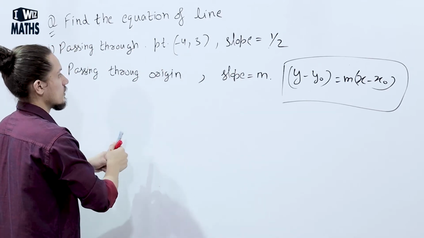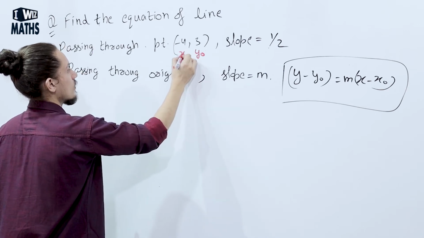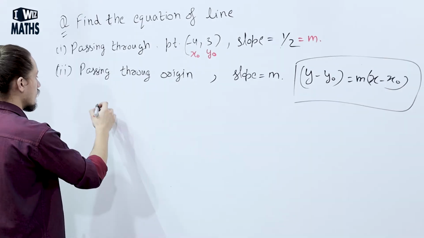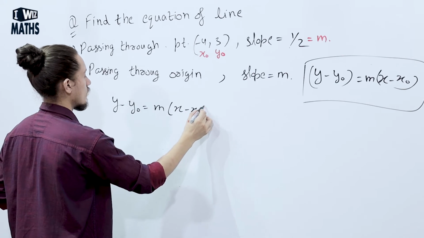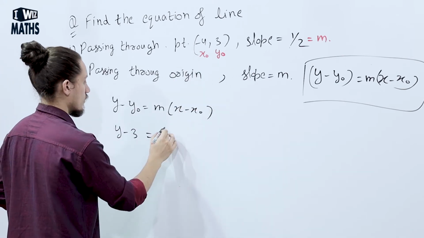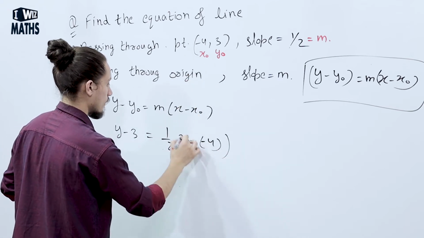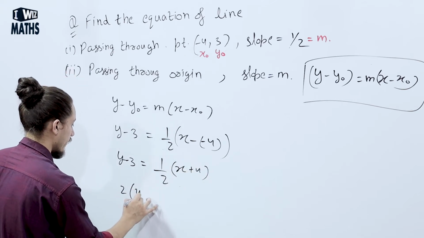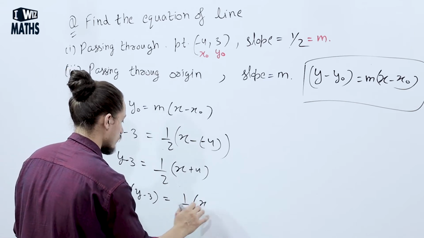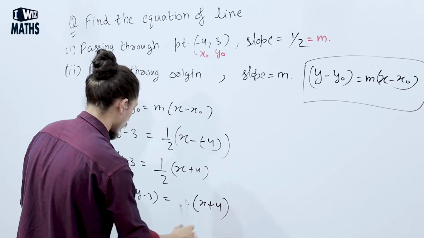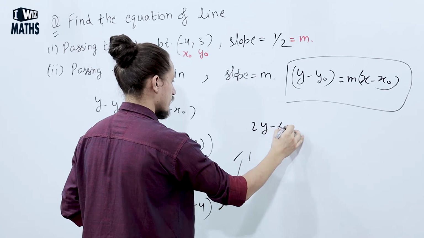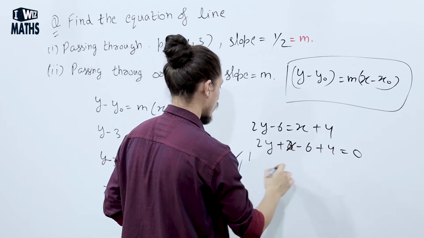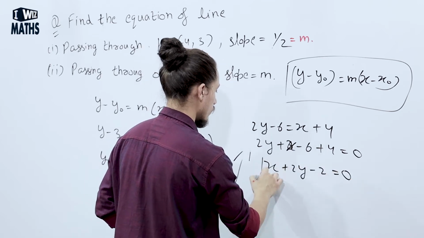तो यहाँ पे हमारे पास y naught is equal to 3 and x naught is equal to minus 4 and slope is equal to 1 upon 2, so 1 upon 2 is equal to m. So using point slope form we can write y minus y naught is equal to m times x minus x naught, or y minus 3 is equal to 1 upon 2 into x minus of minus 4. So we get y minus 3 is equal to 1 upon 2 (x plus 4), or 2 times (y minus 3) is equal to x plus 4. So we get 2y minus 6 is equal to x plus 4, or x plus 2y minus 6 minus 4... x plus 2y minus 10 is equal to 0, which is the required equation of line in this case.